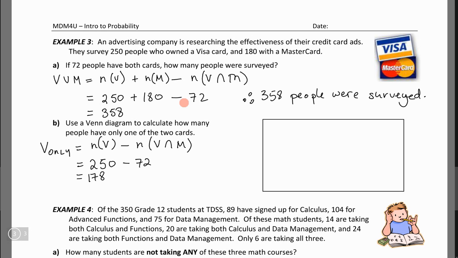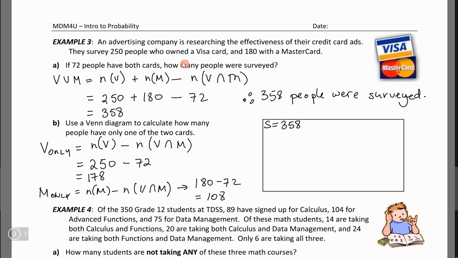Okay, same idea for the MasterCard only. So that's going to be the number of people who have a MasterCard minus the number of people who have both a Visa and a MasterCard. And if I write the answer here, that's going to be 180 minus 72, which is 108. And now I have the numbers I need to complete my Venn diagram. So the sample space here is 358.